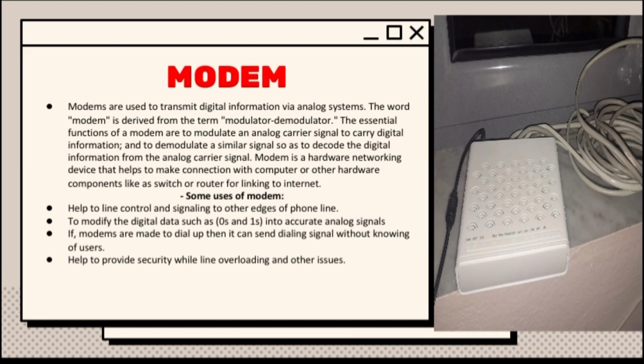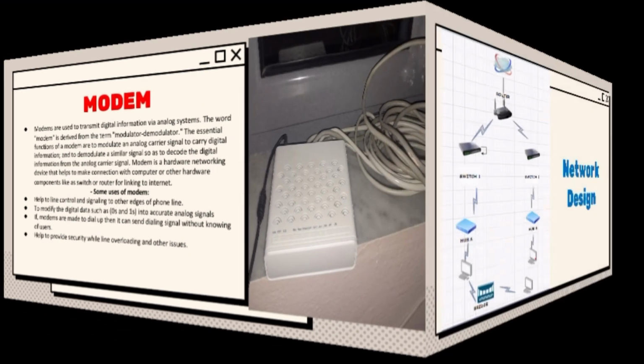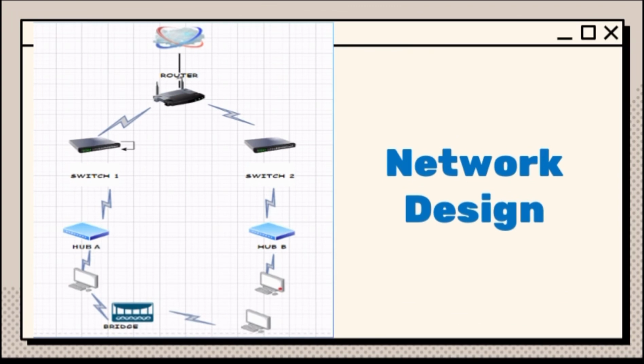Modems are used to transmit digital information over an analog system. The word modem is derived from the term modulator-demodulator. The essential function of a modem is to modulate an analog carrier signal to carry digital information. And lastly, here is a network design of the one that I have in my home.